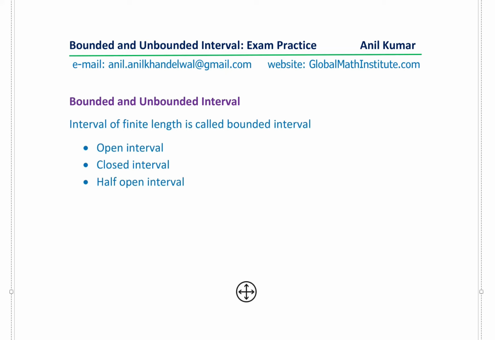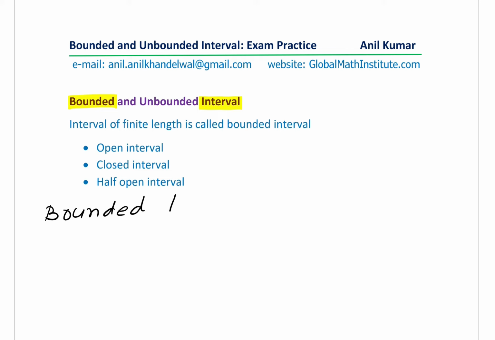So as the word signifies, we'll discuss first what is bounded interval, and then we'll go to unbounded interval. So when I say bounded interval, it means what? Let me write out. When we're talking about bounded means we have a boundary condition, right? Bounded interval. So this interval has a finite length. Correct? So that is how we could say what is a bounded interval.